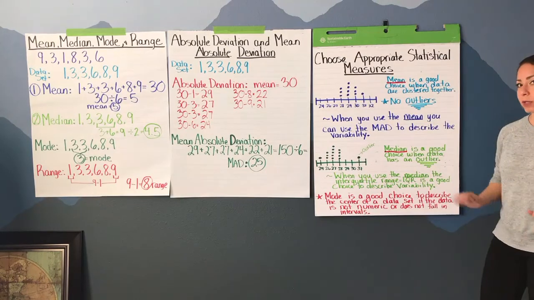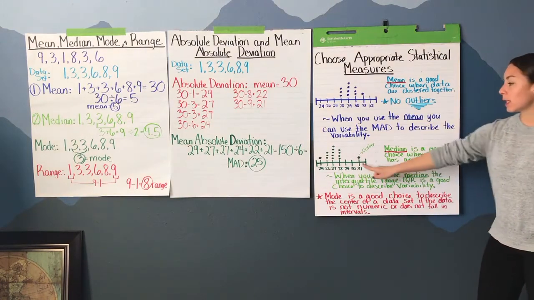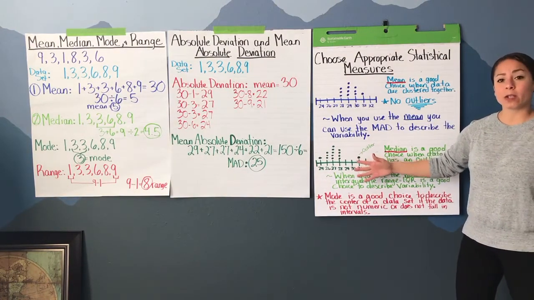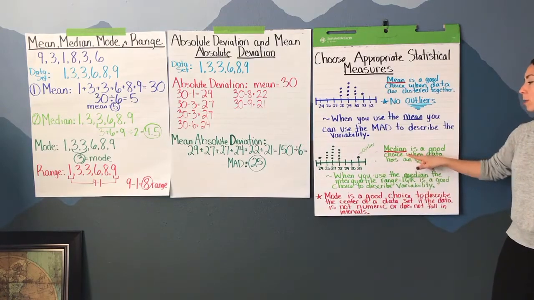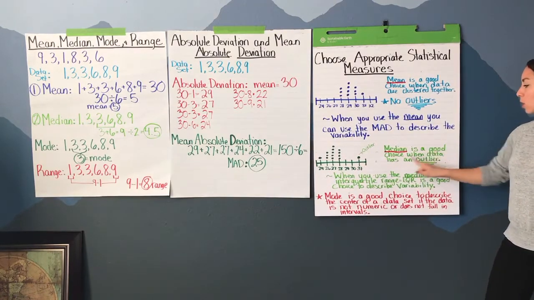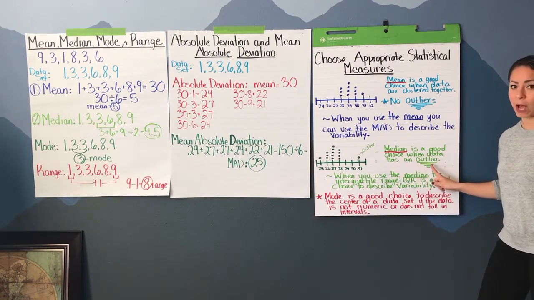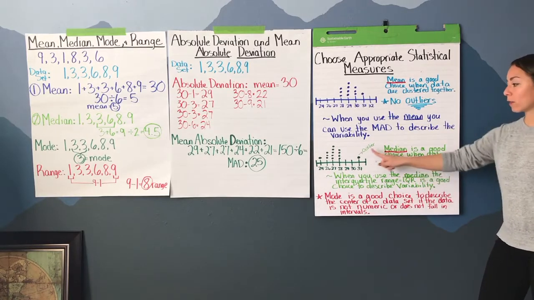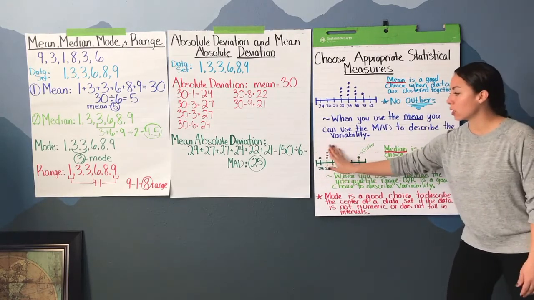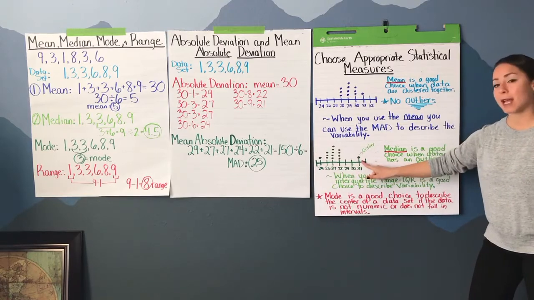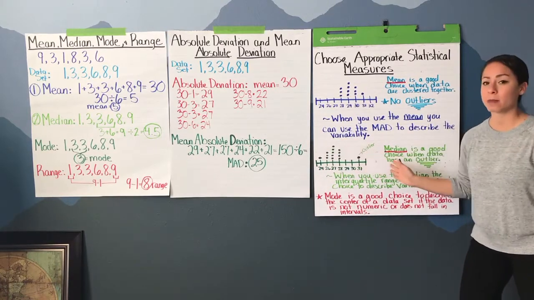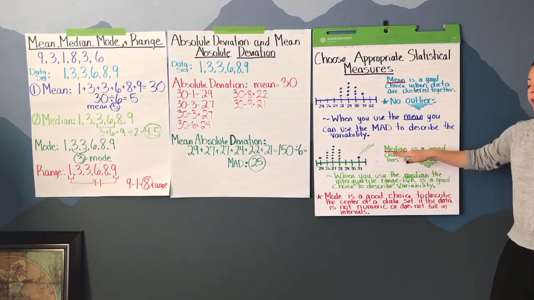Okay, second one. Nice and super easy. Let's say there is an outlier. If there is, most likely you're going to choose the median. The median is a good choice when data has an outlier. Okay? So if you see that your data is kind of clustered but does have an outlier on either side, it doesn't matter which side, you would choose the median.